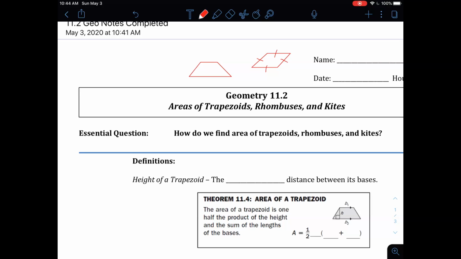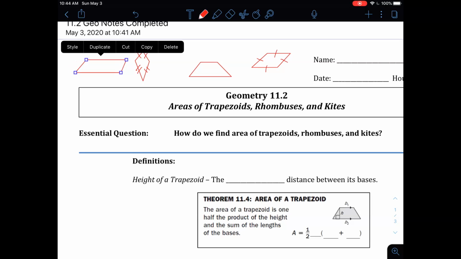And a kite, and I'm terrible at drawing kites. Kites are going to have pairs of congruent sides, but they're going to be side by side next to each other, instead of like a parallelogram, which is going to be kind of like this. For a parallelogram, these are congruent and these are congruent.